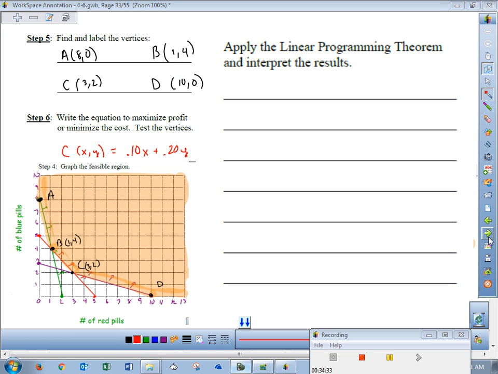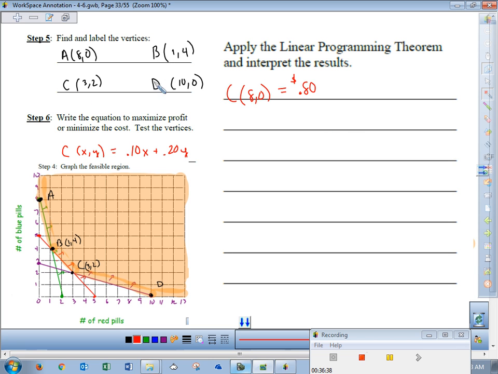Cute. And now let's use the linear programming theorem. So we just substitute all of these guys in. The not profit, I do that all the time. It's the cost of 8 red pills and 0 blue pills. You just substitute those in. 8 times 10 cents, that would give you 80 cents. All right, so 80 cents is written like this. It's not 0.80 with a cent sign, it's $0.80, which we call 80 cents.